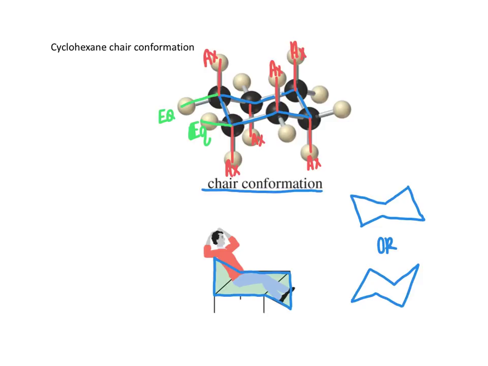We come over to the next carbon in the ring. Our equatorial group is angled slightly down. Over to the next carbon, equatorial is slightly up. Next carbon, equatorial is slightly down.